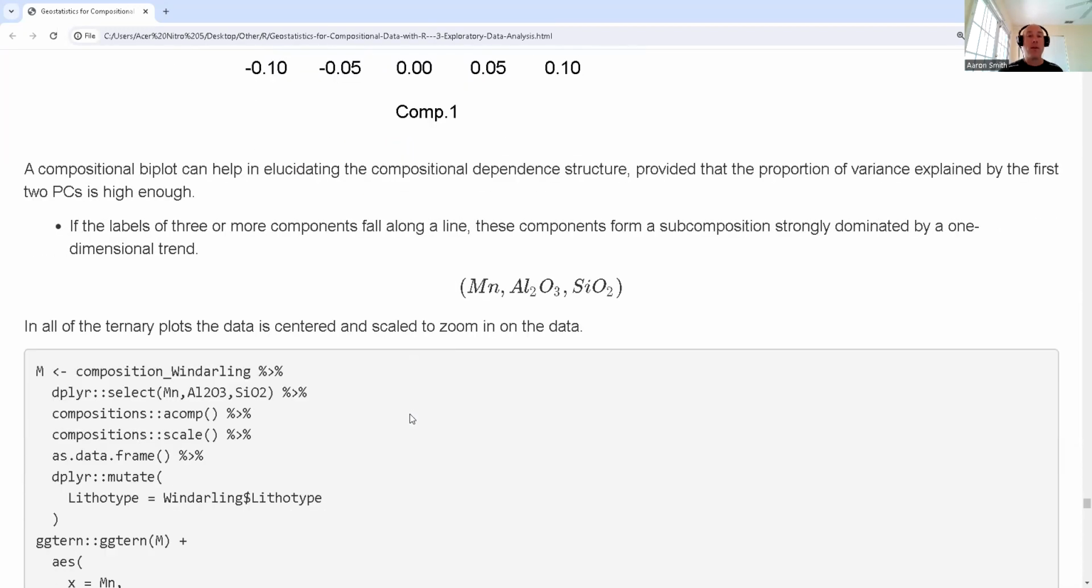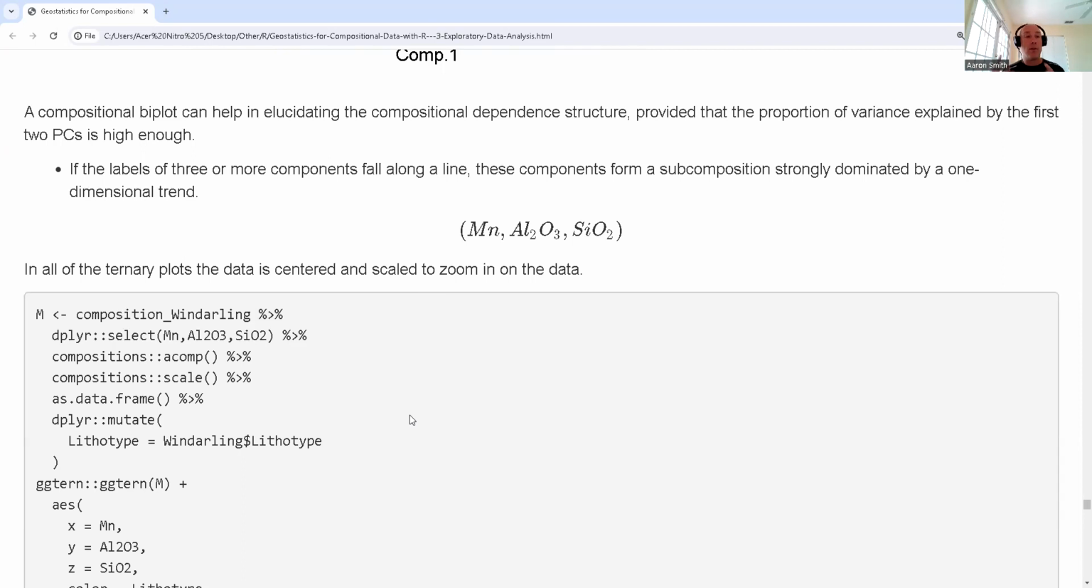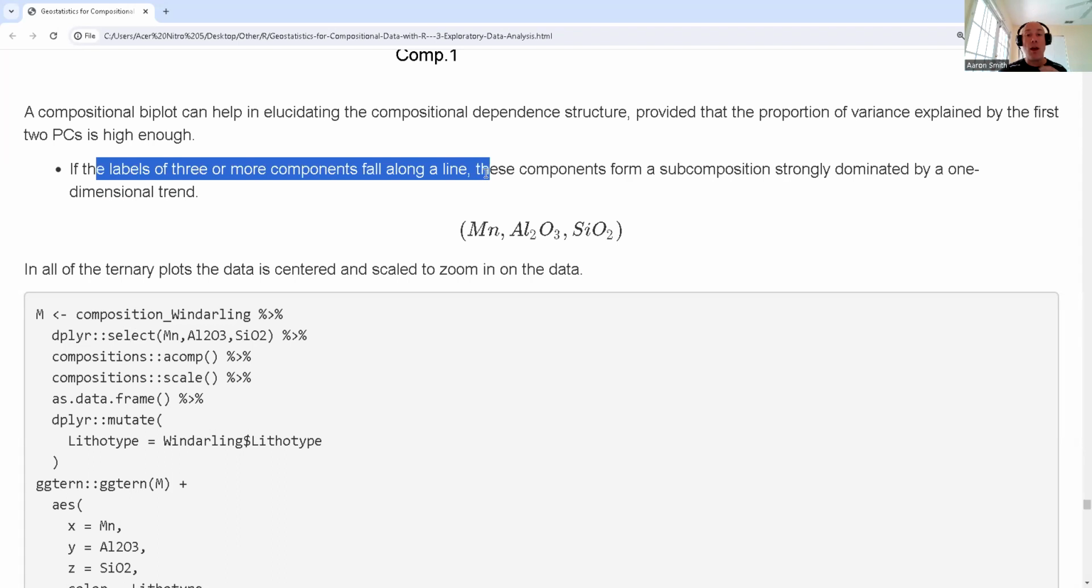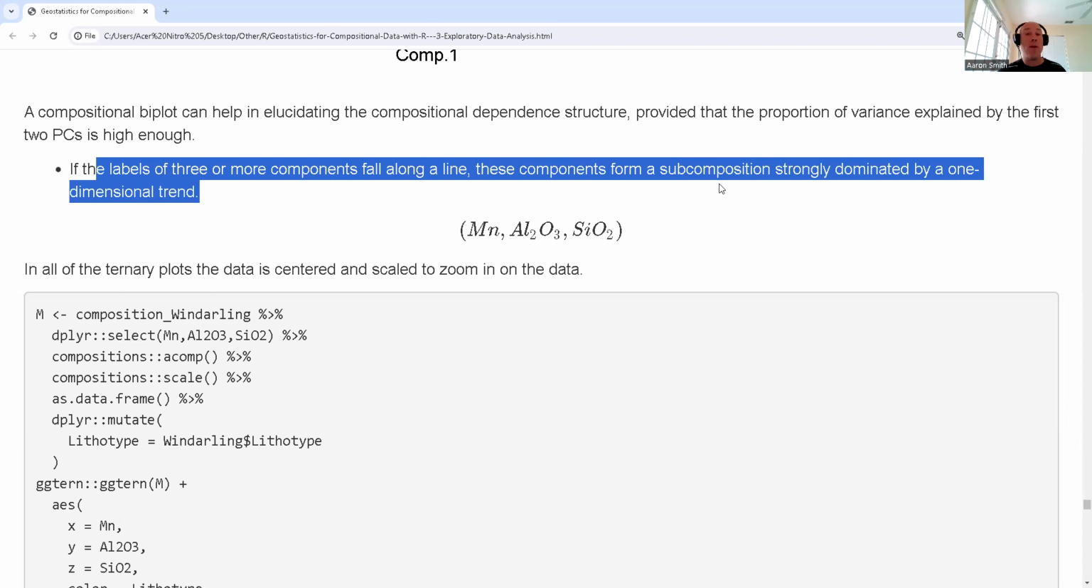All right, so let's look at a hard example, and let's look at using the biplot to get more information about the situation. A compositional biplot can help in elucidating the compositional dependence structure, provided that the proportion of variance explained by the first 2 components is high enough. And so what this is saying is, if the proportion of variance of the first 2 is pretty big, then we can use the biplot to understand the entire data. If labels of 3 or more components fall along a line, these components form a subcomposition strongly dominated by a one-dimensional trend.